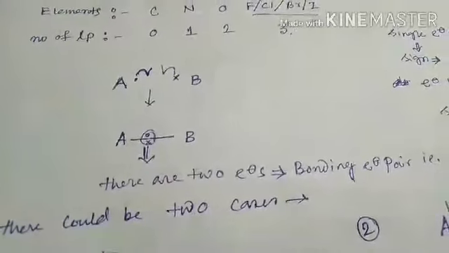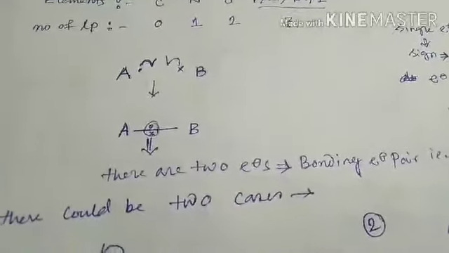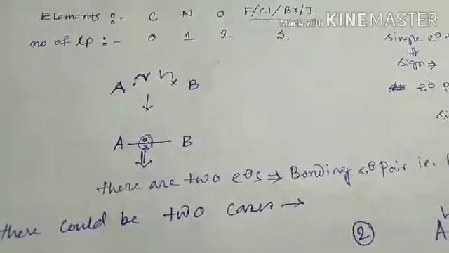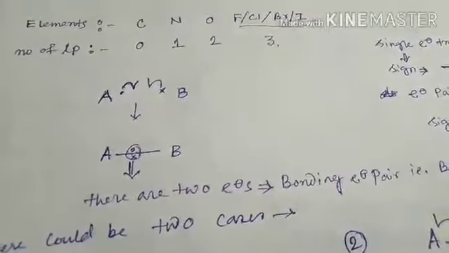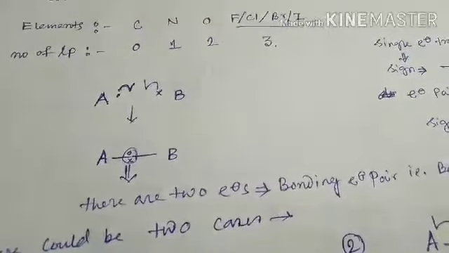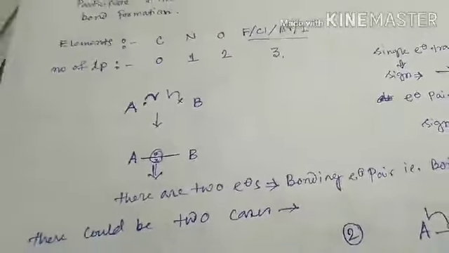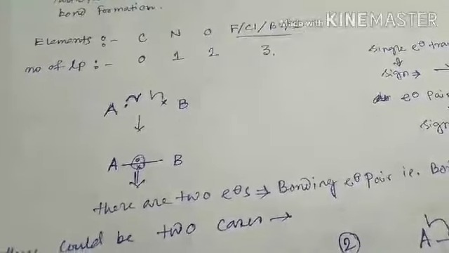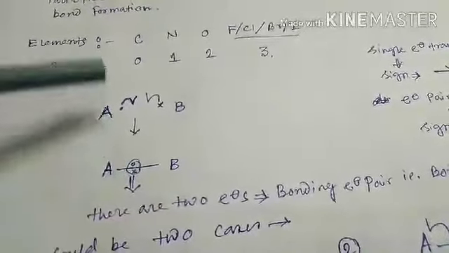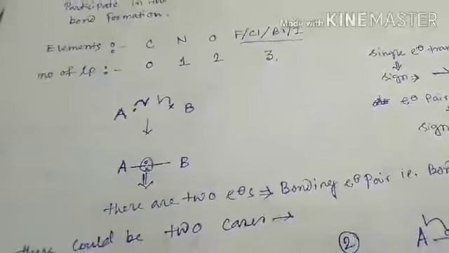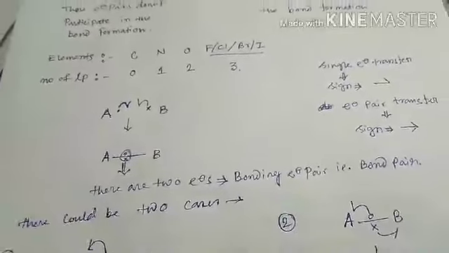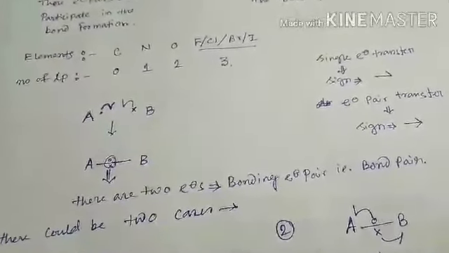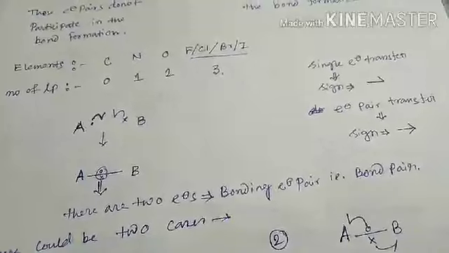In the case of bond pair formation, let us assume A and B both atoms have one valence electron each. By sharing those valence electrons, they form the AB bond. In the AB bond, there are two electrons, one from A and the other from B. These two electrons are called the bonding electron pair or bond pair. So this is the formation of a bond pair.